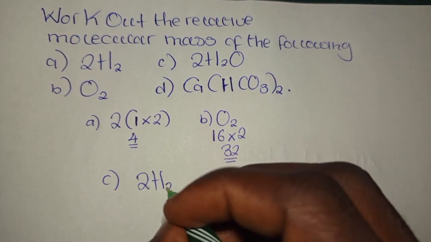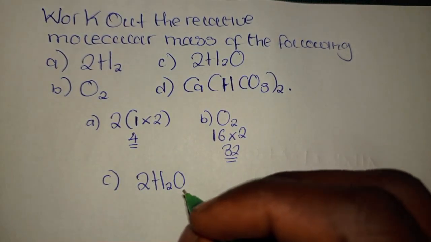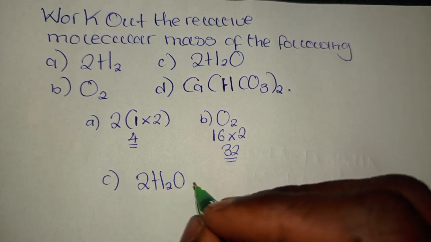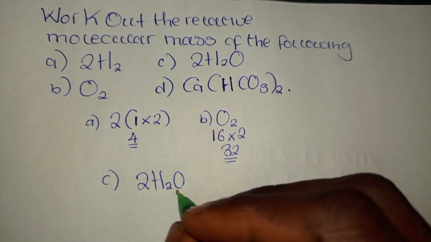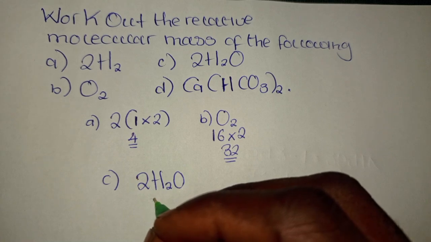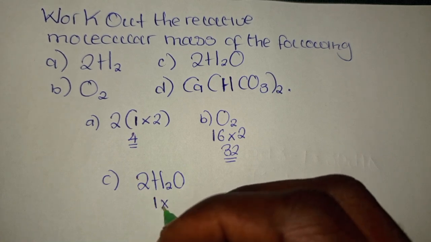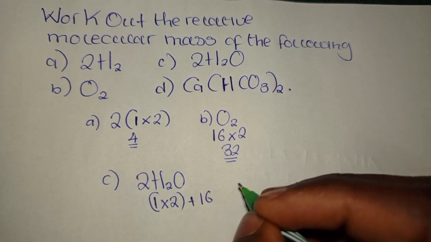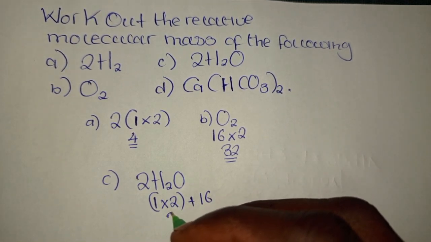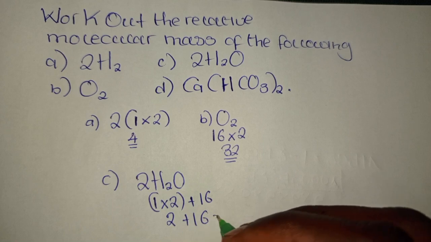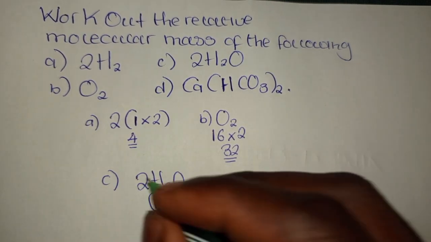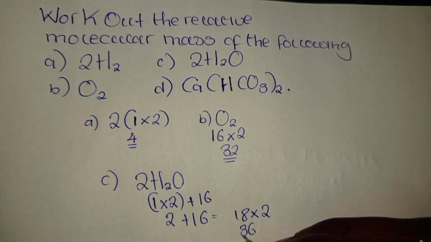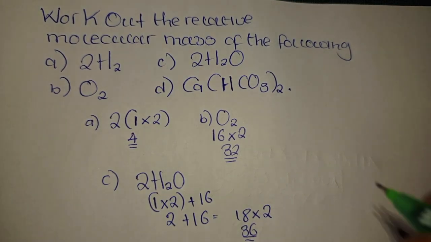So water is basically H2O, where you know for sure that you have 2 atoms of hydrogen and 1 atom of oxygen. So the mass of hydrogen is basically 1 times 2 and that of oxygen is basically 16. So 2 plus 16 basically gives us 18, and we have 2 on this side, so we multiply 2 to that side and we get the relative molecular mass to be 36.